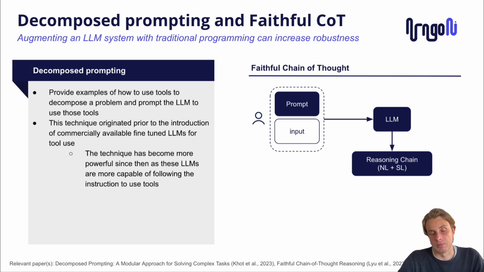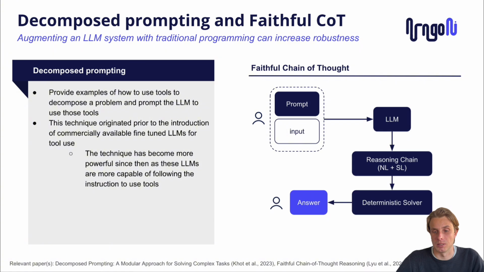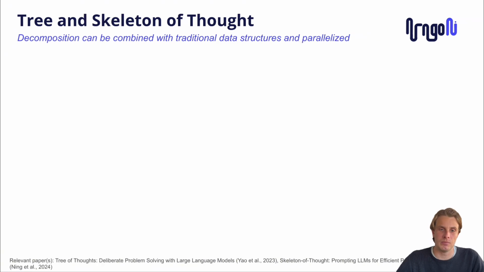Whereas if we don't have something like this that is done programmatically to make it faithful, then a large language model can generate a chain of thought that is not necessarily valid. The steps don't flow, but it gets the correct answer. So by doing this process, we can improve robustness of the system. As you see here, the reasoning chain gets passed to the deterministic solver, which then generates the answer and returns that to the user.